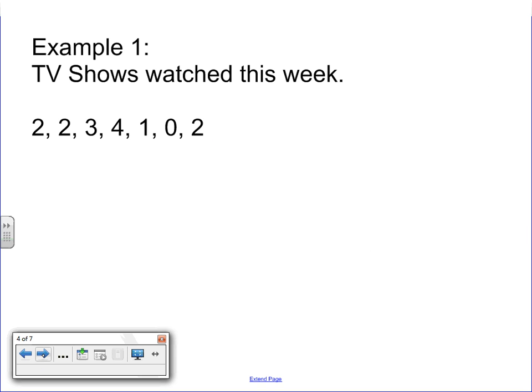Let's take a look at an example here. Here's an example of TV shows you watched during the week: 2, 2, 3, 4, 1, 0, and 2. If I'm going to find the mean, I'm going to add up all my numbers. So I take 2 plus 2 is 4, 4 plus 3 is 7, 7 plus 4 is 11, 11 plus 1 is 12, 12 plus 0 is 12, and 12 plus 2 is 14. So my sum is 14.